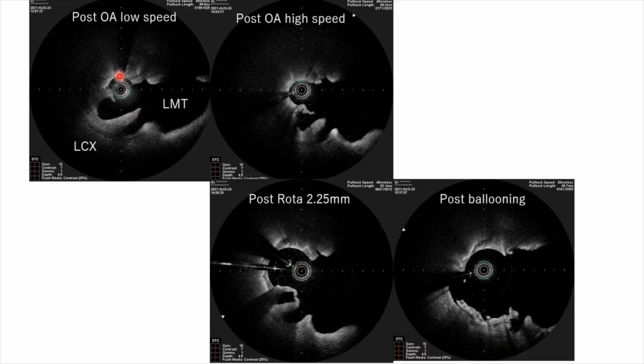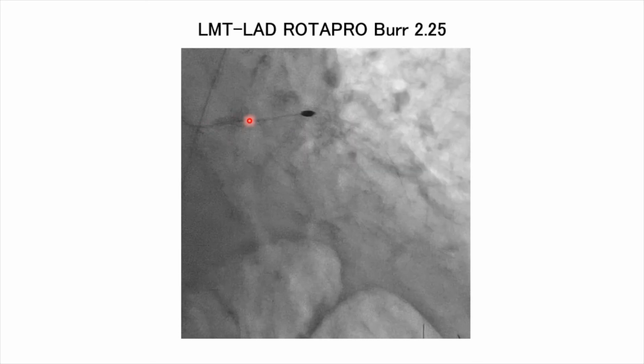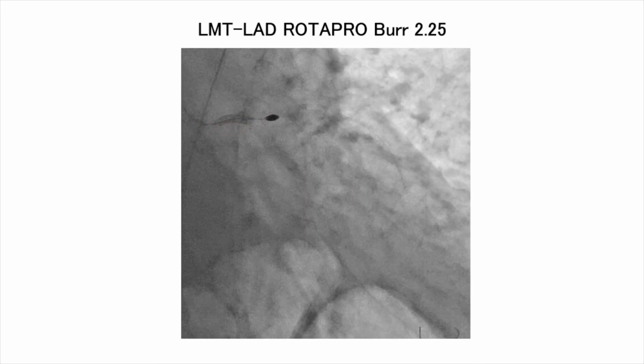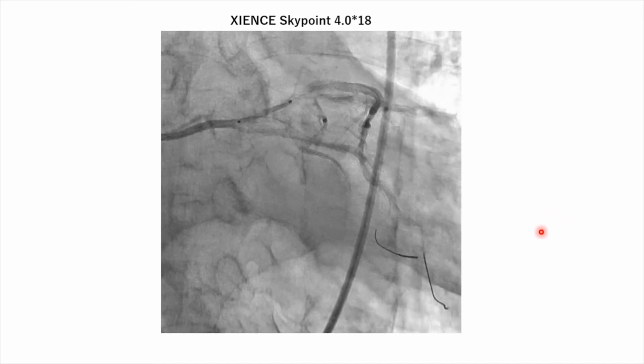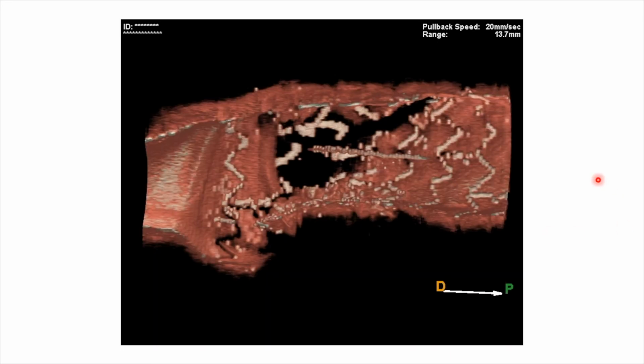And OFDI shows, after orbital atherectomy at low speed, the ablation effect was observed here, and high speed gave further ablation effect, and then rotablation with 2.25 showed ablation effect here. Ballooning made a crack there and a wide opening of the circumflex orifice. For the left main trunk to LAD, this is a straight form of the vessel. So we have done rotablation primarily from the LMT to the LAD, and a Gigas Plus 4.0 by 18 was implanted from the LMT to the LAD, and we crossed the guidewire to the circumflex, and the recrossing point looks okay.